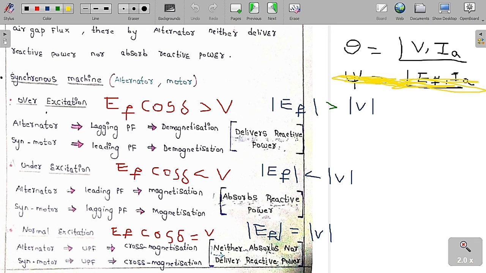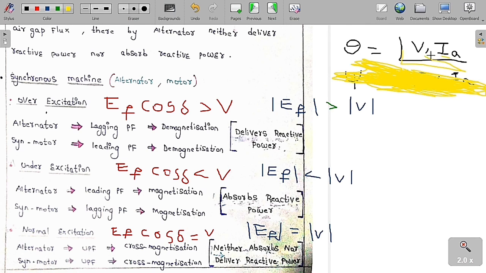Always we are going to define the power factor with respect to theta only. Whether it is a synchronous motor or whether it is a synchronous generator, always we are going to define the power factor with respect to theta only. This is a very important point. No matter whatever the motor or generator, always we are going to define the power factor of the synchronous motor or synchronous generator with respect to theta only. That is the angle between the V and IA.